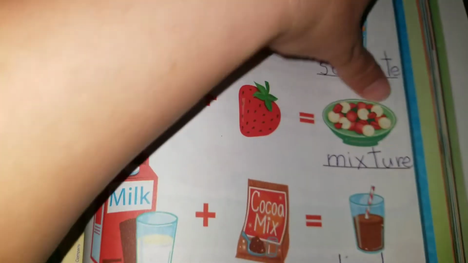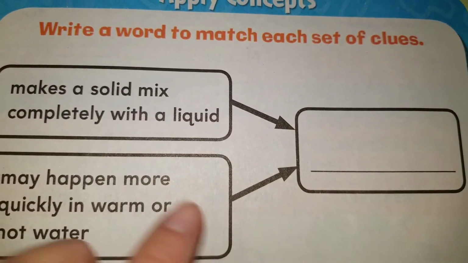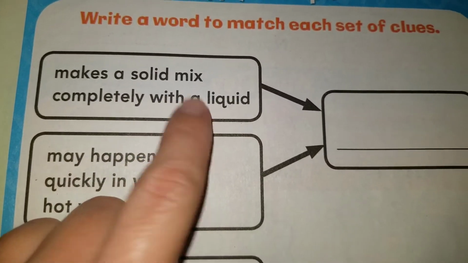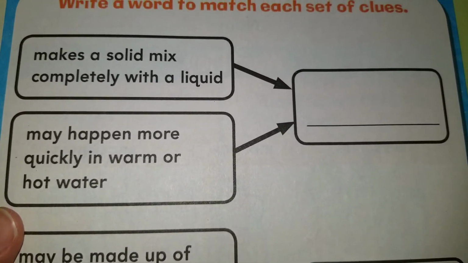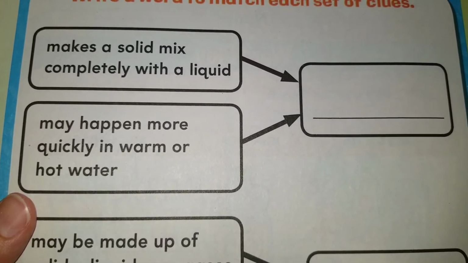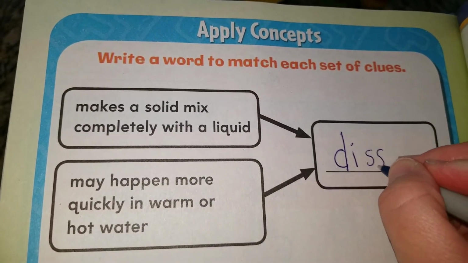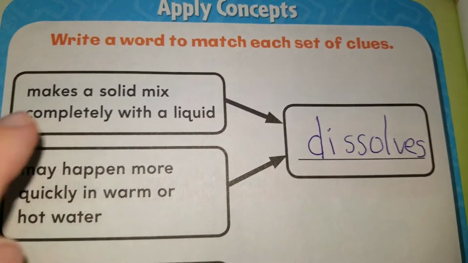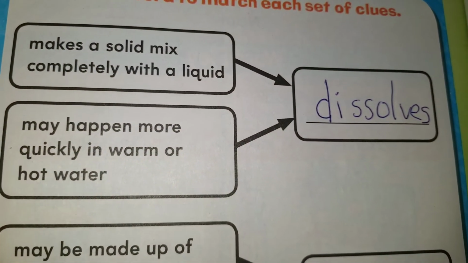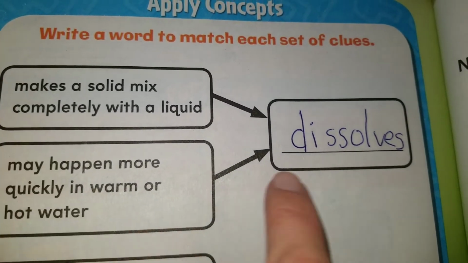And once you're ready, you can continue for our last page. So let's see really quick what we have to do here. It says write a word to match each set of clues. So what is it that makes a solid mix completely with a liquid? And it also says that it may happen more quickly in warm or hot water. What is this, boys and girls? That's when it dissolves, when something dissolves. Those are the 3 vocabulary words that we were using before. So when a solid mixes completely into a liquid, and it's better when it's in warm or hot water, it's called dissolves. That's what happens, it dissolves.